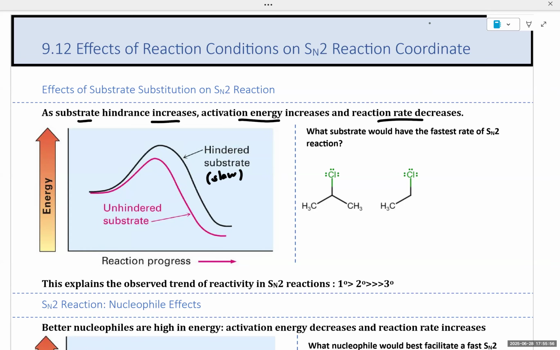This explains the observed trend of reactivity in SN2 reactions, where primary substrates react faster than more substituted secondary substrates. So if we had to select which substrate will have the fastest rate of SN2 reaction, a primary or a secondary substrate, I'm going to 100% pick the primary substrate.